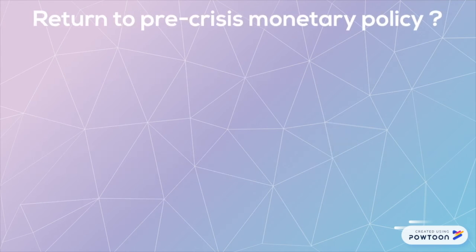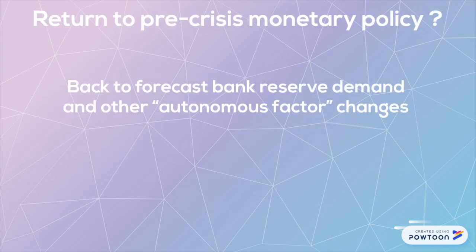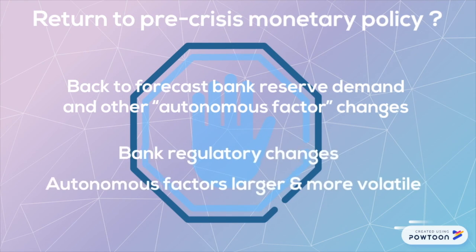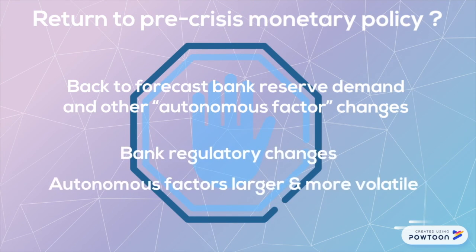If the Fed chooses to move back to their pre-crisis monetary policy operating framework, they will again need to accurately forecast bank reserve demand and other autonomous factor changes. This will likely be more challenging compared to the pre-crisis regime because of bank regulatory changes and autonomous factors that have become larger and more volatile.